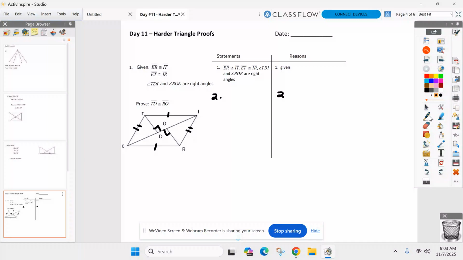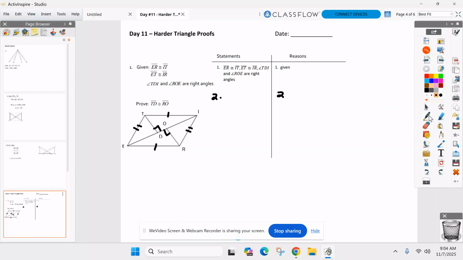First, proof statement. I am asking you to prove TD congruent to RO, which in our minds at this point in the unit is saying, okay, those are two sides that correspond. They will not be congruent unless the triangles they belong to are congruent. So I know this proof is going to end in CPCTC, no matter how long it might be.